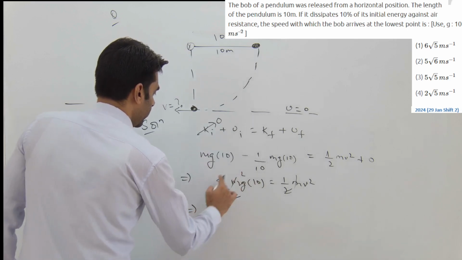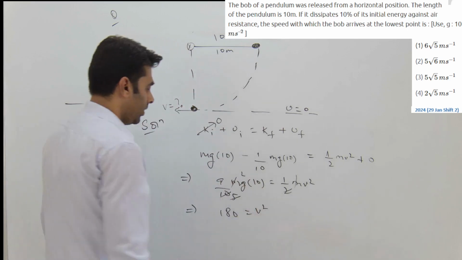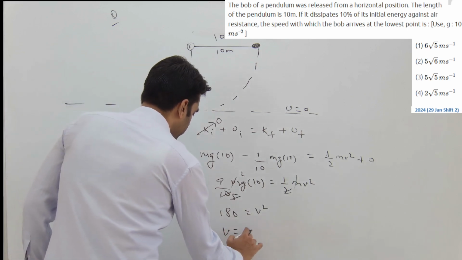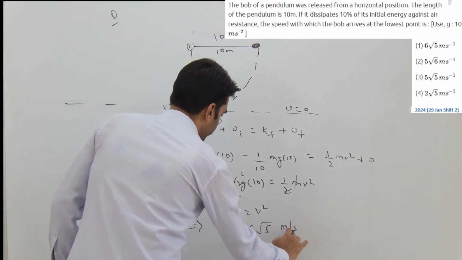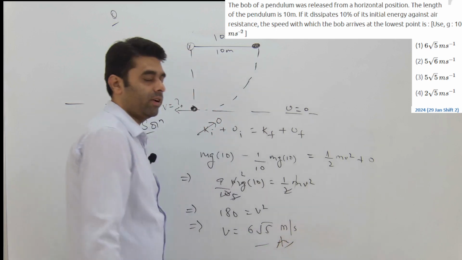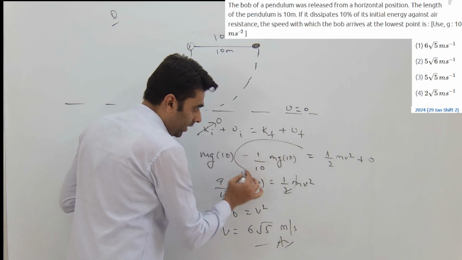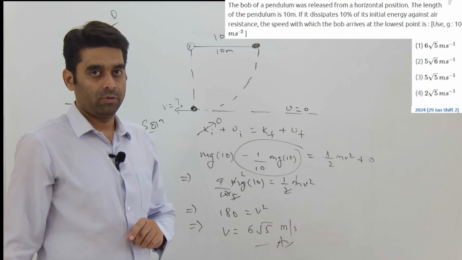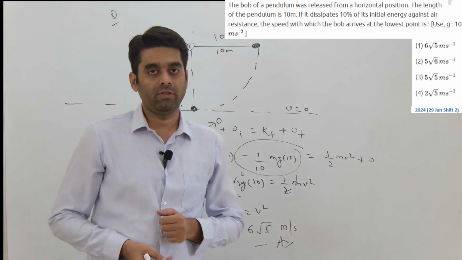We are getting 9 into 18, 180 is equal to v square. So the v value over here will come out to be 6 root 5 meter per second, right? 6 root 5 meter per second. I hope this is okay. Over here in energy conservation, I have considered the loss of energy by air friction also. So 6 root 5 is our answer. Let us move to the next question.